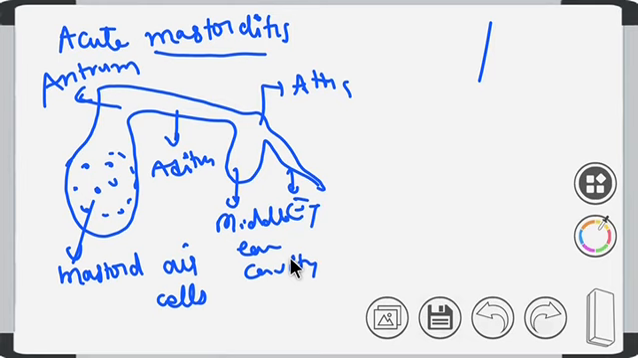Now, what is mastoiditis? Suppose we zoom in on one mastoid cell, it will be like this, right? This mastoid cell is lined by mucosa. When inflammation spreads from this mucosa to the underlying bone, here there is bone, then it is called mastoiditis. Clear? So what is mastoiditis? When inflammation spreads from mucosa to underlying bone, it is called mastoiditis.